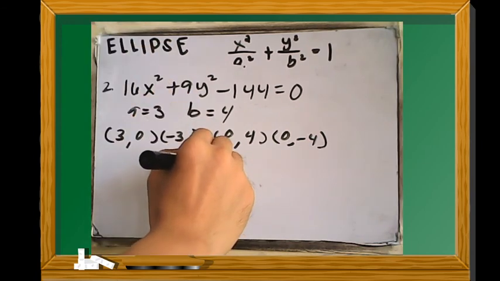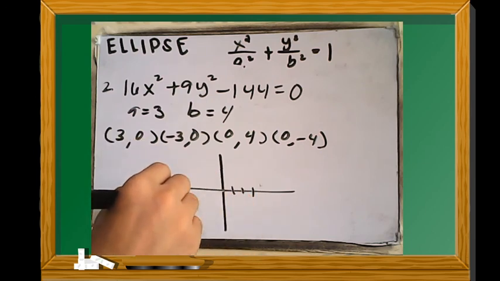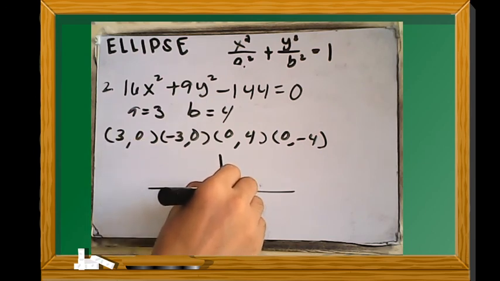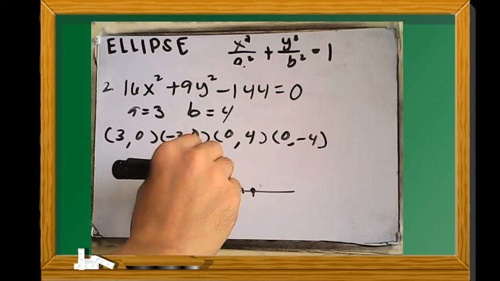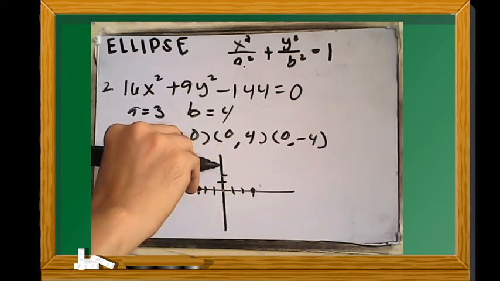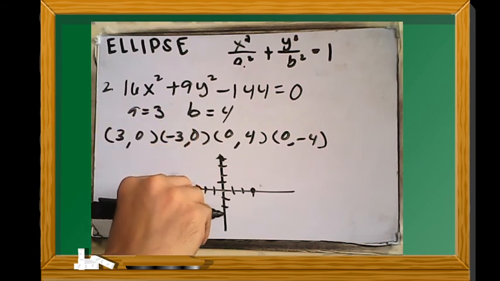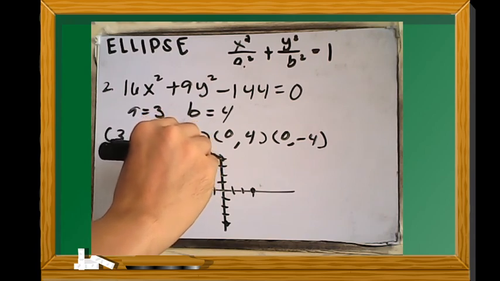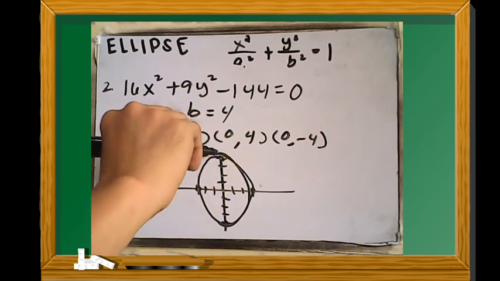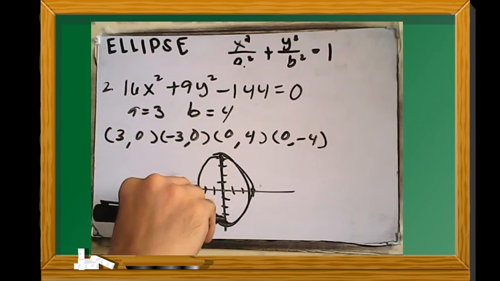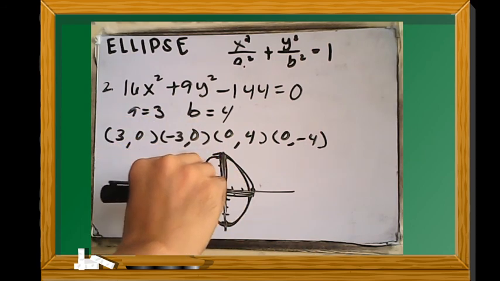So if we graph this, x is 1, 2, 3. Negative 1, negative 2, negative 3. So ito yung endpoints dito sa x-axis. Sa y-axis, 1, 2, 3, 4. Ito yung endpoint. And then negative 1, negative 2, negative 3, negative 4. Ito ngayon yung endpoint. So if we graph this, mapapansin nyo na mas mahaba yung length ng y-axis, ng distance ng y-axis kumpara sa length ng distance ng x-axis.